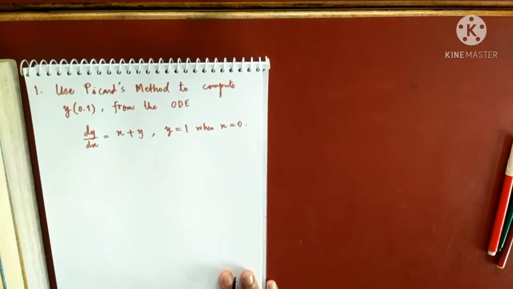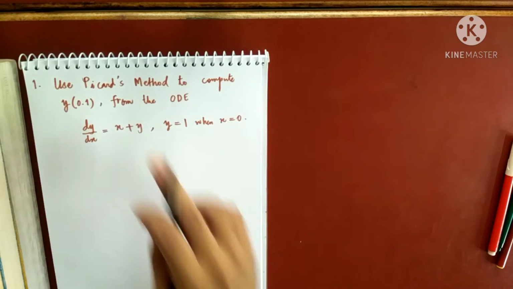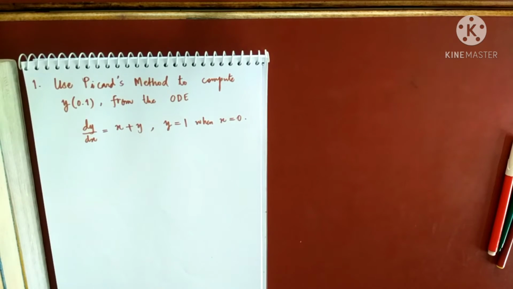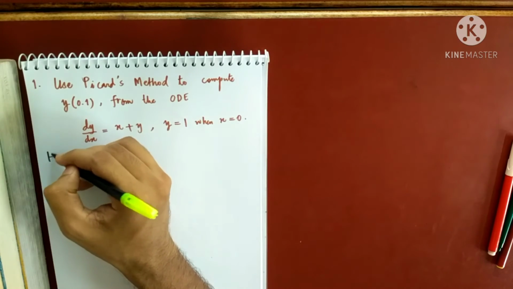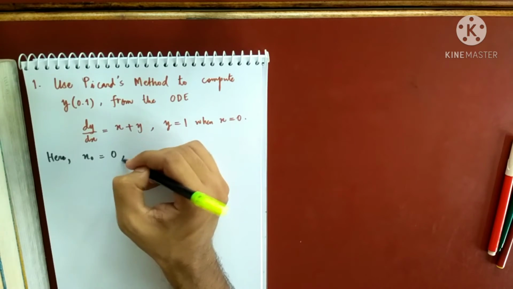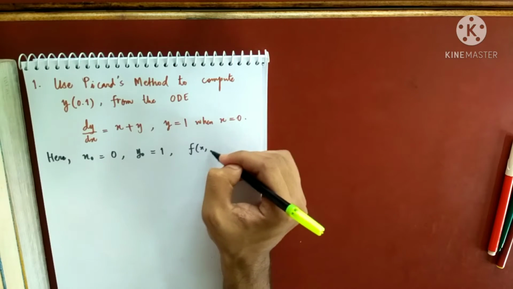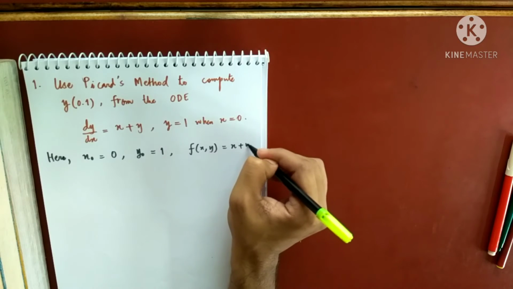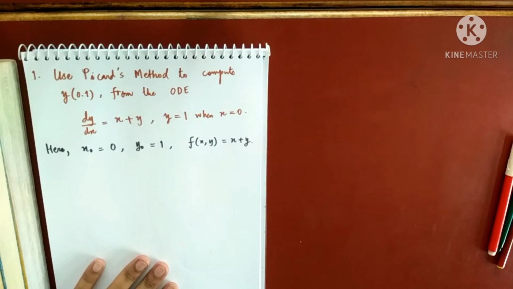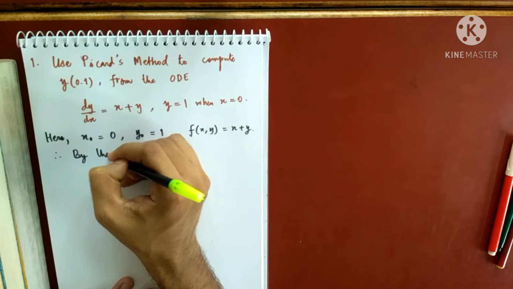So here is the question. Use Picard's method to compute y at 0.1 from the ordinary differential equation dy by dx equals x plus y, with y at 0 equal to 1. So here the value of x naught given to us is 0. The value of y naught given to us is 1. The function given to us is x plus y.